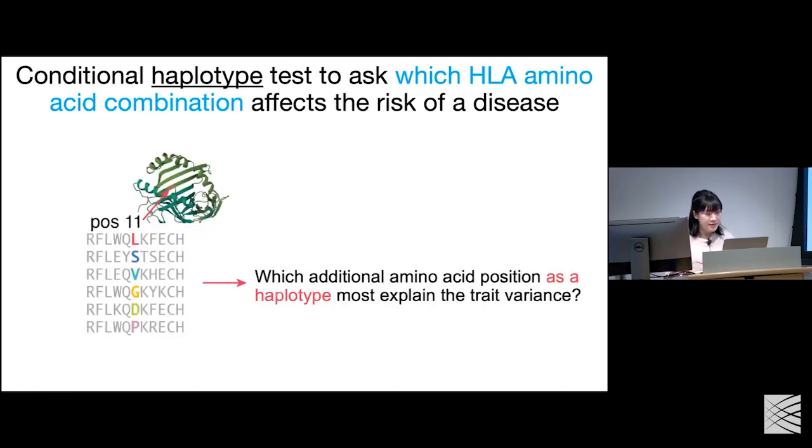So as a recap, the Omnibus test was able to determine the single most significant amino acid position for the disease. In this example, position 11, and we had 6 possible amino acid residue variations. We want to next ask which additional amino acid position, as a haplotype, most explains the trait variance.